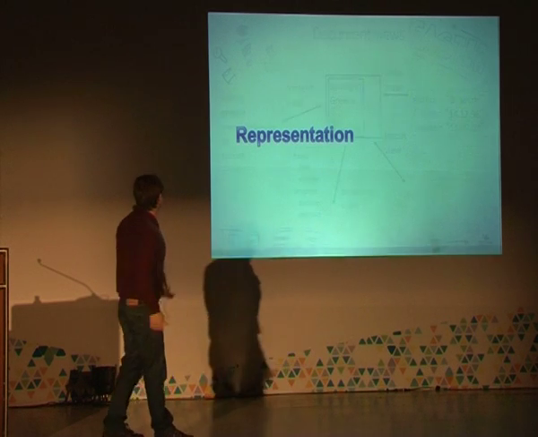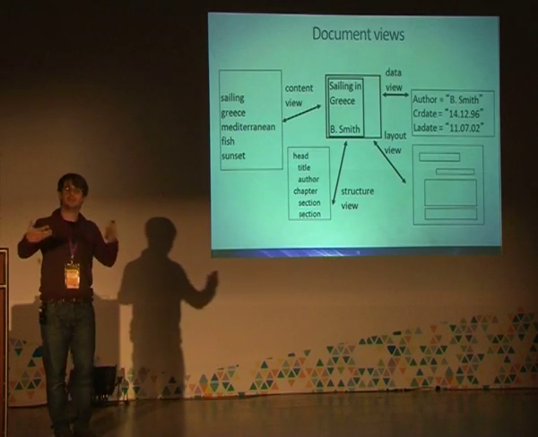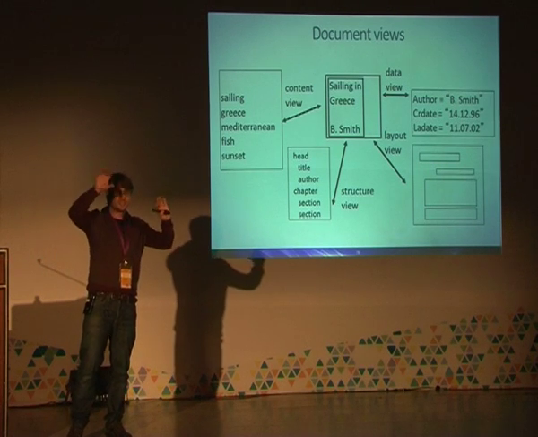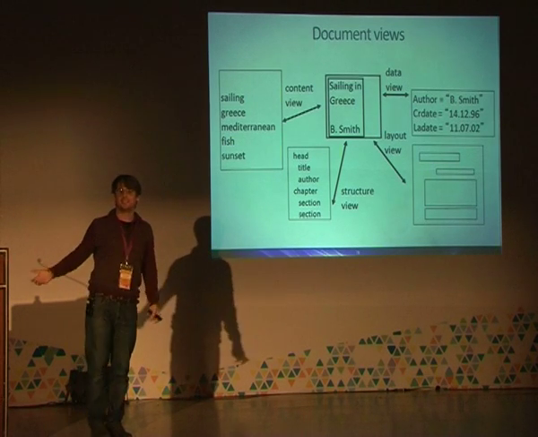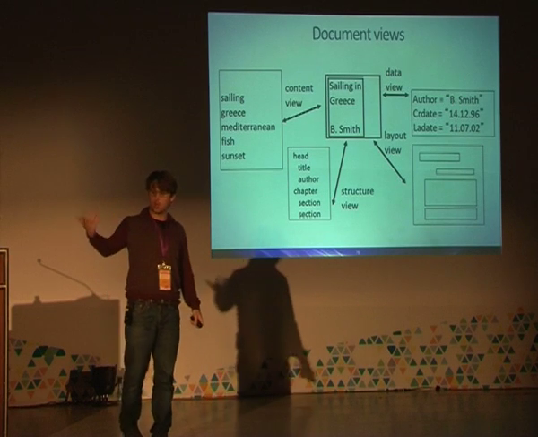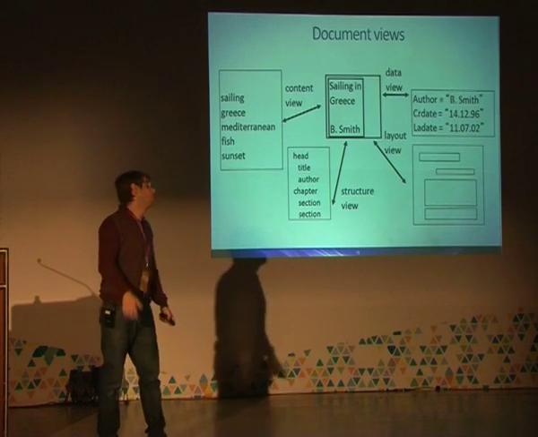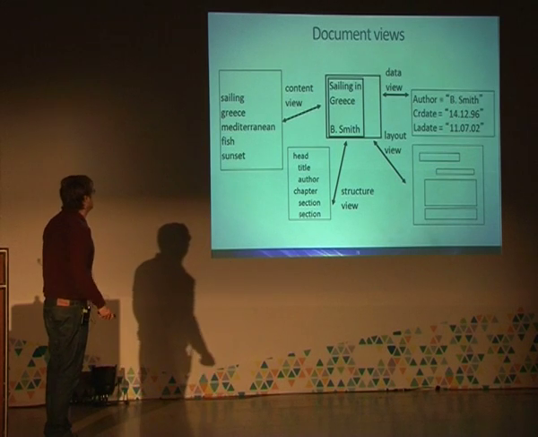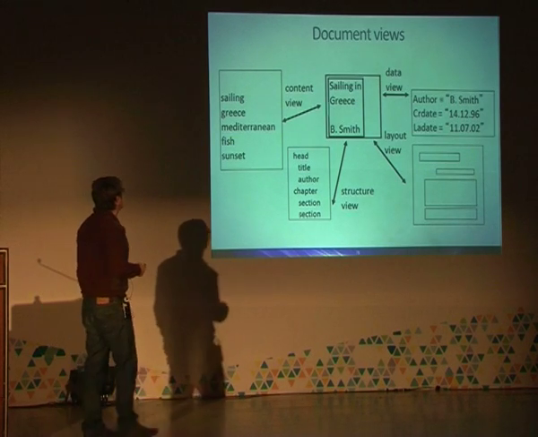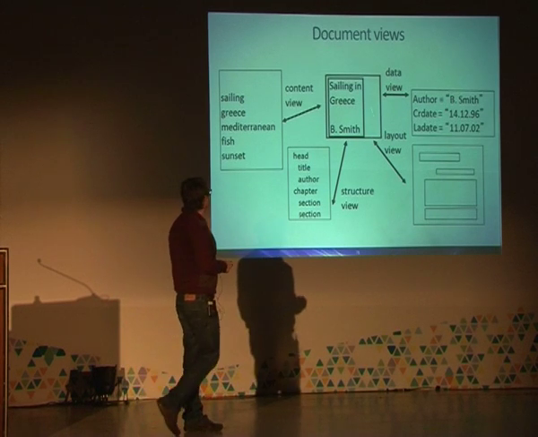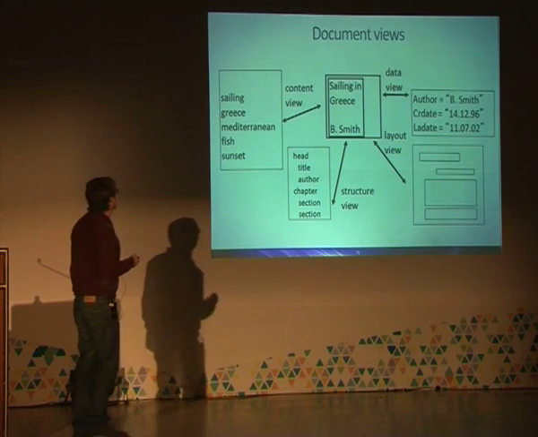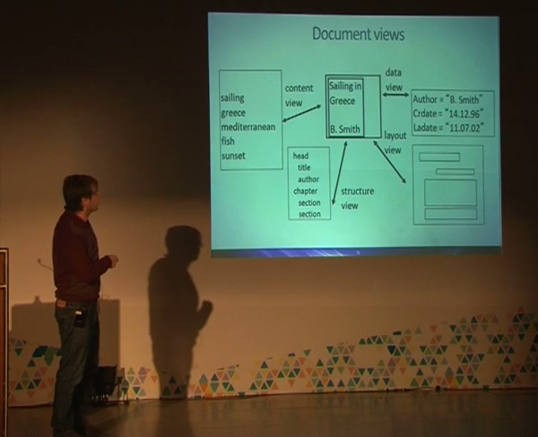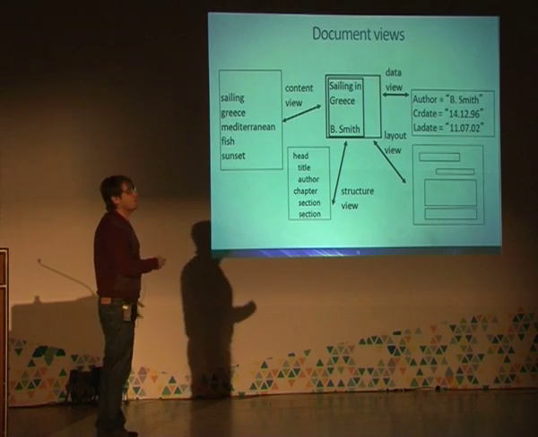Again, the next block is representation. How does the machine see the documents? How do we index the documents? How do we tell the machine, this is what I want to store? This is a kind of Spartan slide. This is the document here, sailing in Greece. And we have a lot of views here. One is the content view, which is just the words. Okay? Just what the document is about.